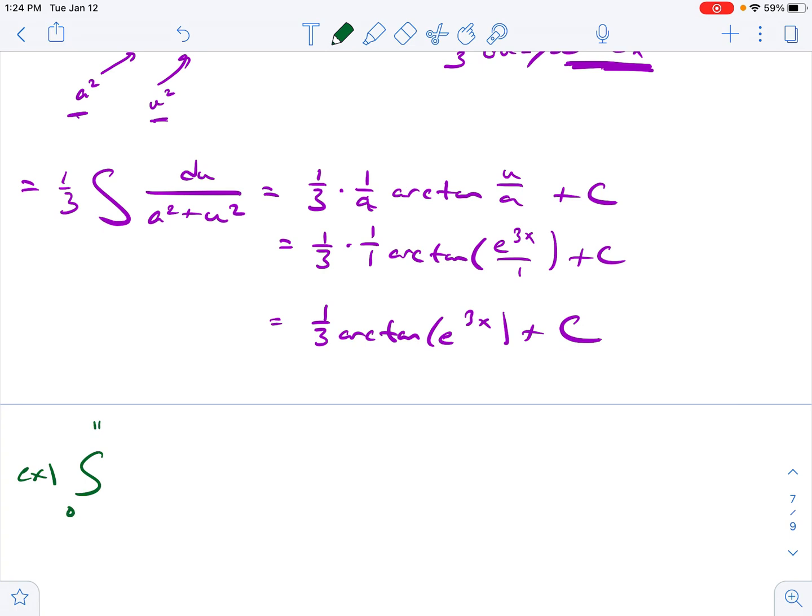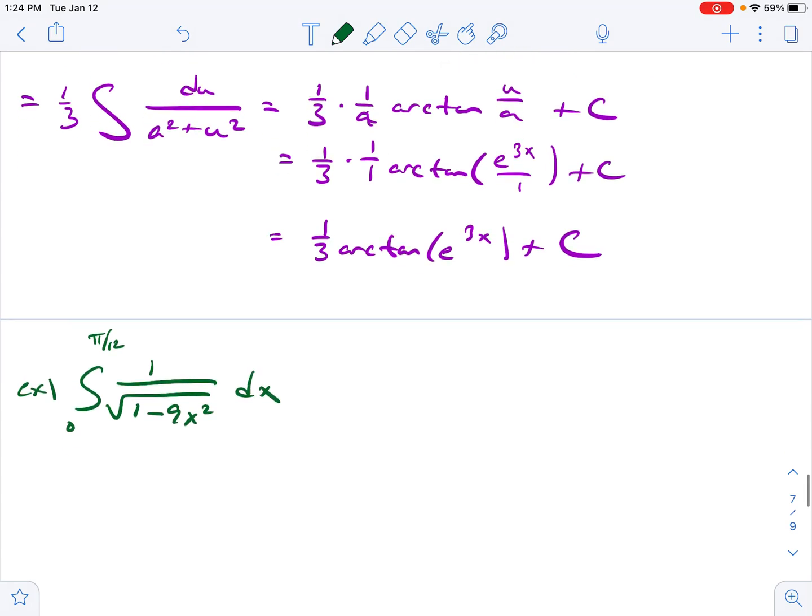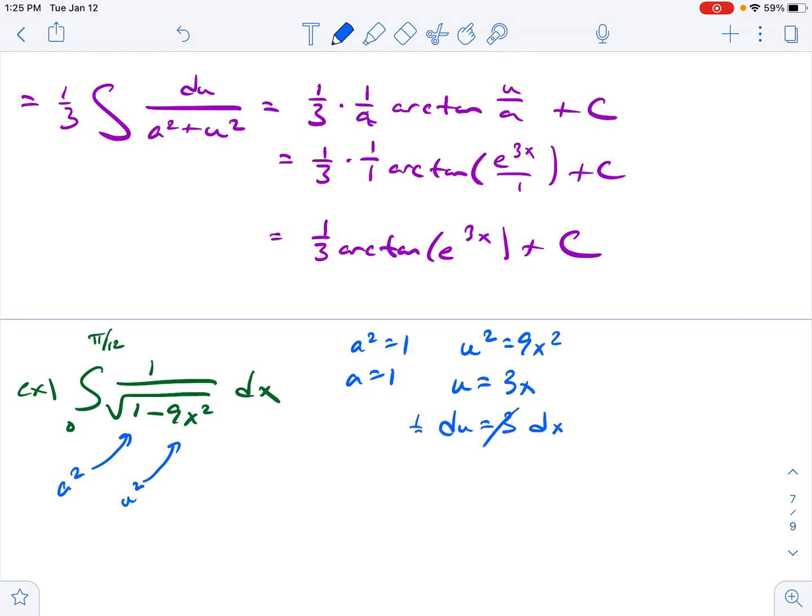Okay, and last but not least, let's do a bounded one. Suppose we have the integral from, say, 0 to pi over 12 of 1 over the square root of 1 minus 9x squared dx. Again, we look in the denominator and see the square root of something squared minus something squared. We should be thinking inverse sine this time. If a squared is 1, a is 1. If u squared is 9x squared, u is 3x, du is 3 dx, dx is 1/3 du.